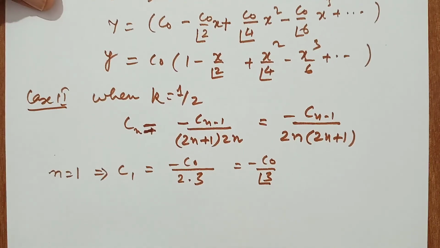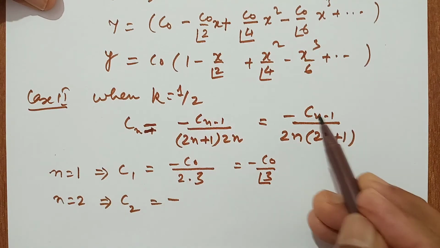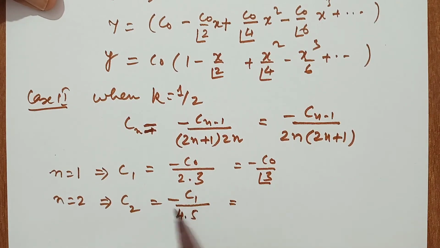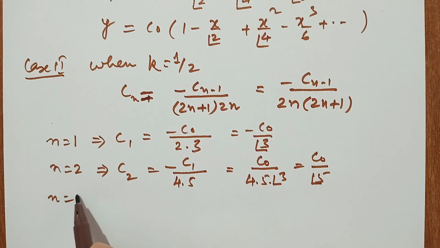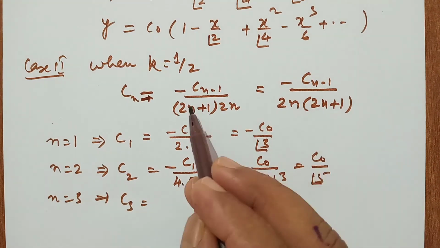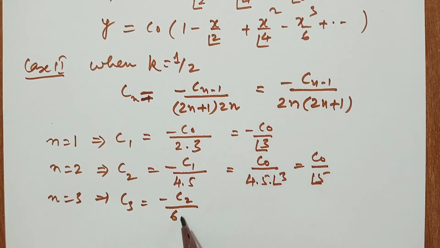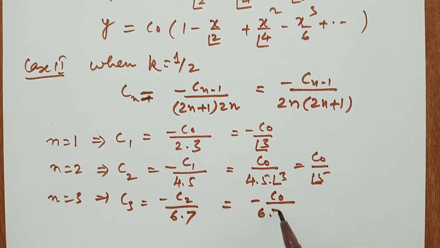Now next n is equal to 2. So n is equal to 2 implies C2 is equal to minus C1 upon 4 into 5. Also we have C1 is equal to minus C0 upon factorial 3. So minus times minus gives plus C0 upon 4 into 5 into factorial 3. So this is C0 upon factorial 5. Okay, so similarly for n is equal to 3, C3 means minus C2 upon 6 into 7, since 6 plus 1 is 7. Now what is C2? C2 is C0 upon factorial 5. So minus C0 upon 6 into 7 into factorial 5, so this is equal to minus C0 upon factorial 7.